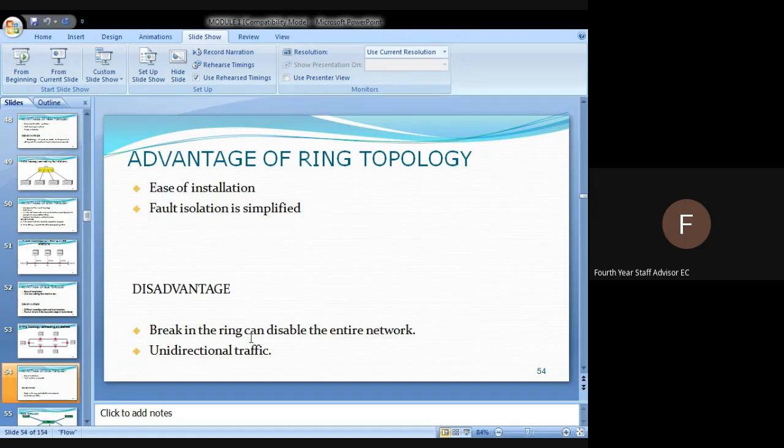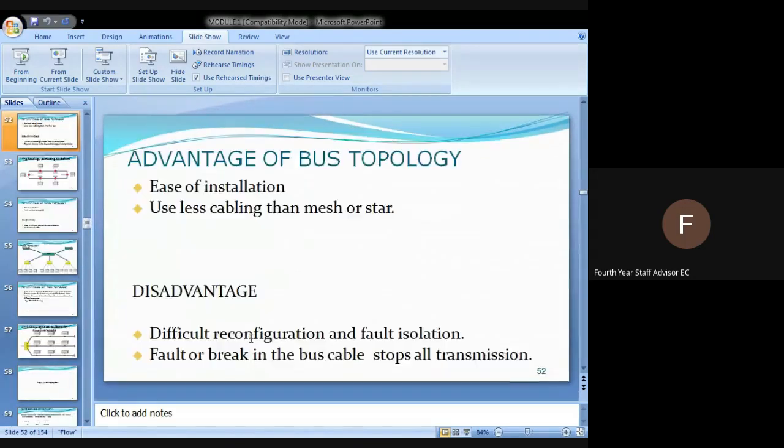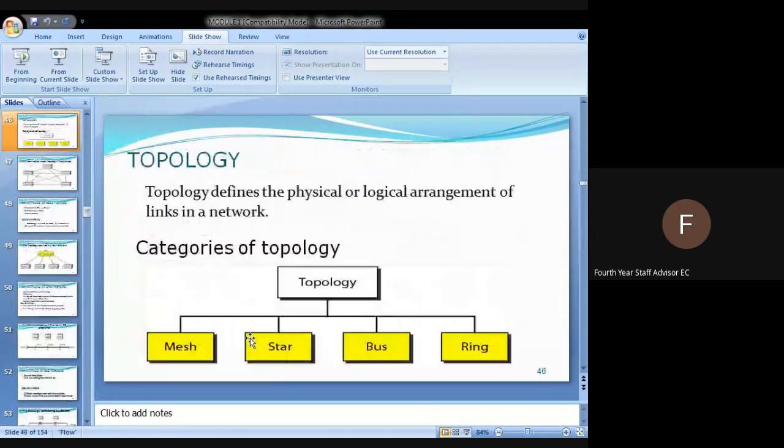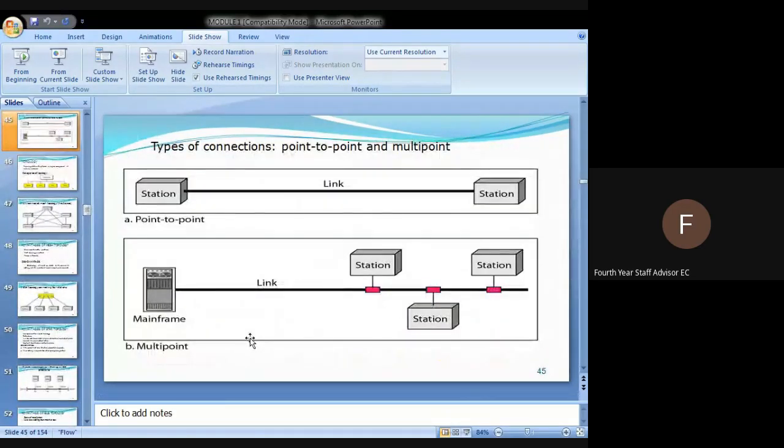Hope it is clear, these four types of topologies. The remaining things I'll take in the next class. I am just concluding today's portions. What are the things that I have told? I have told the two types of line configuration: one is point to point and the other is multi-point. Point to point means a dedicated link between two stations. The channel is exclusively meant for the two stations.